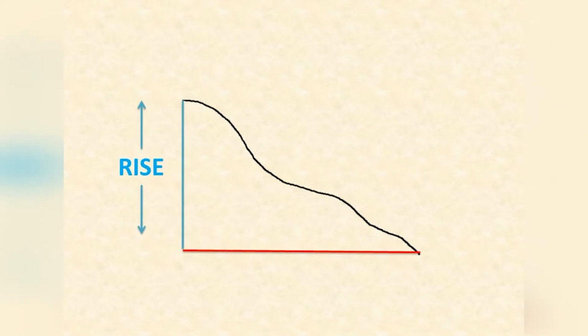So here we have a slope, and in order to calculate how steep it is, we need to know two things. We need to know its rise, how high it is. We also need to know its run, how long the slope is.